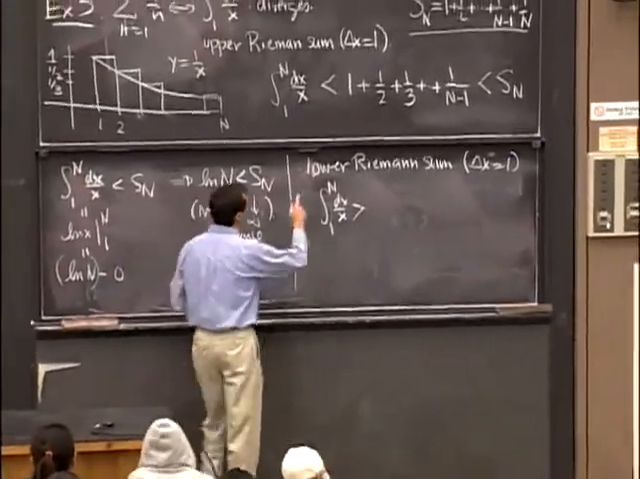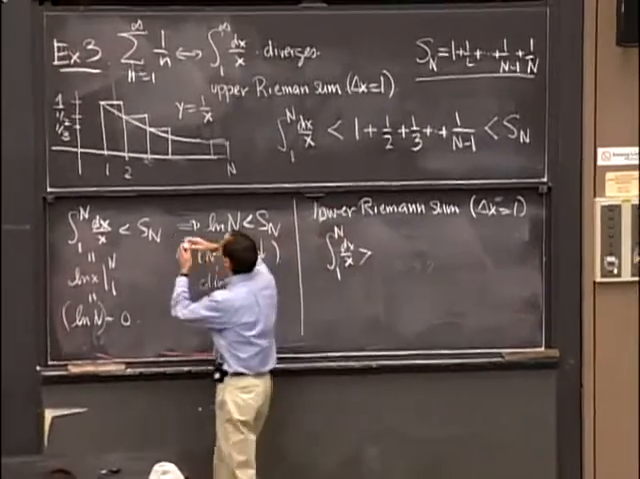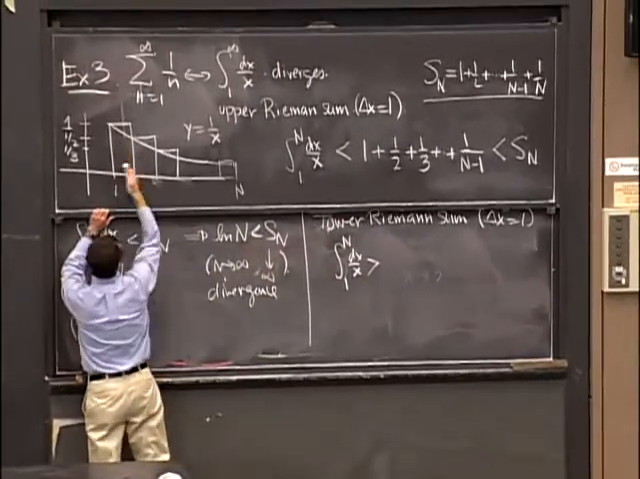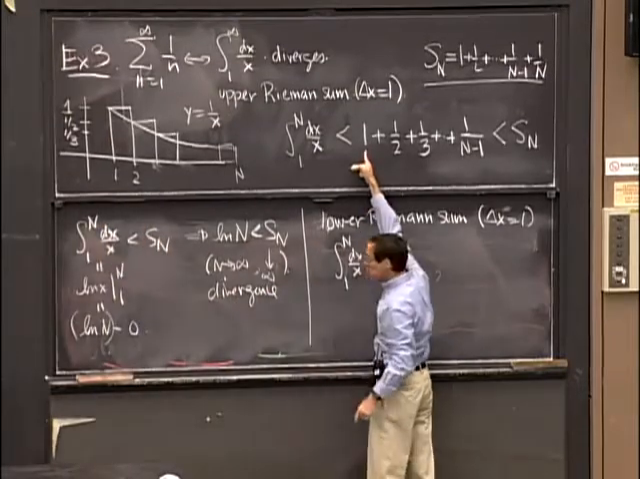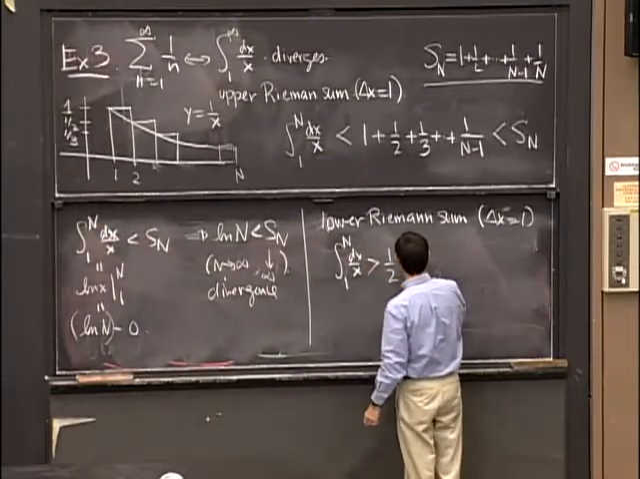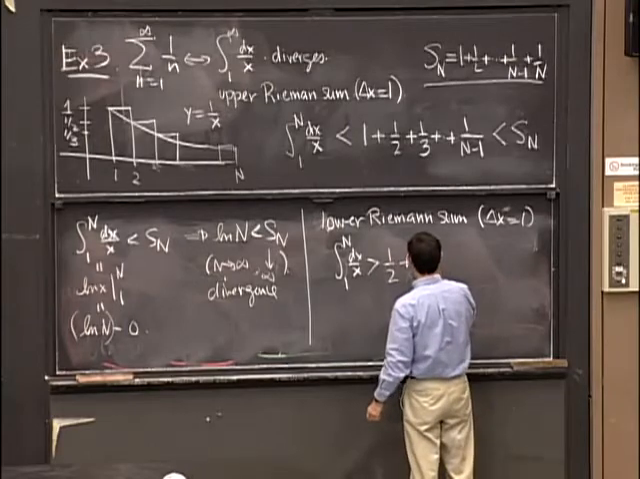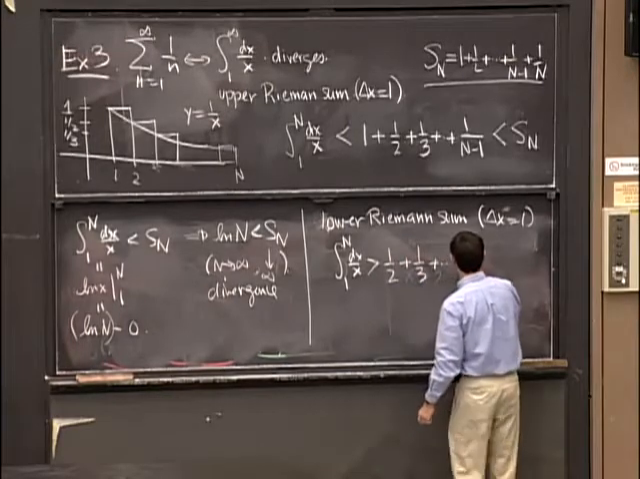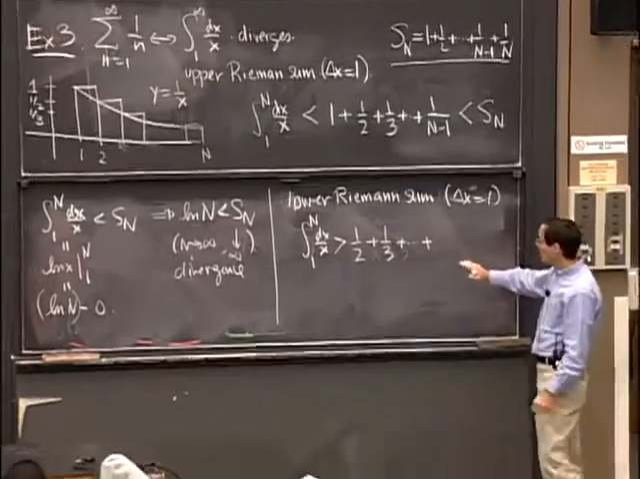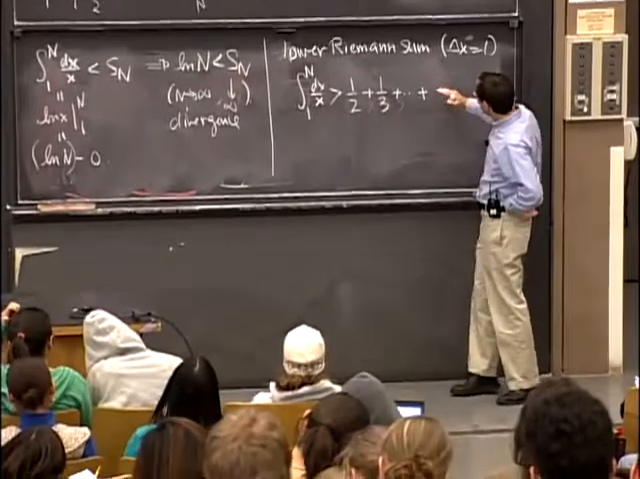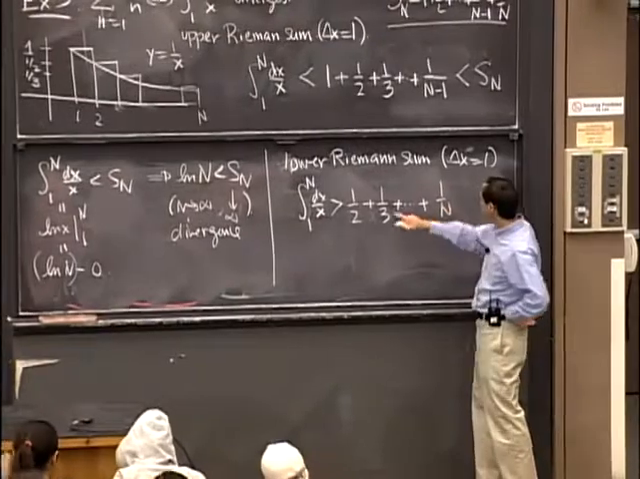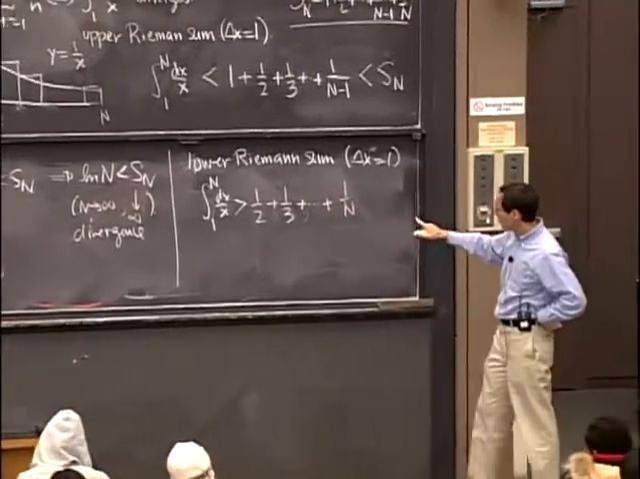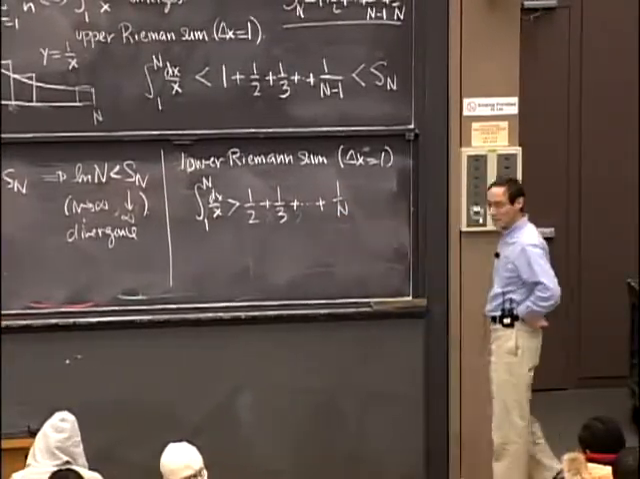If I fit them underneath, I'm missing the first term. That is, the box is going to be half height. It's going to be this lower piece. So I'm missing this first term. So it'll be a half plus a third plus, and it'll keep on going. But now, the last one, instead of being 1 over n minus 1, is going to be 1 over n. This is, again, a total of n minus 1 terms. So this is the lower Riemann sum.